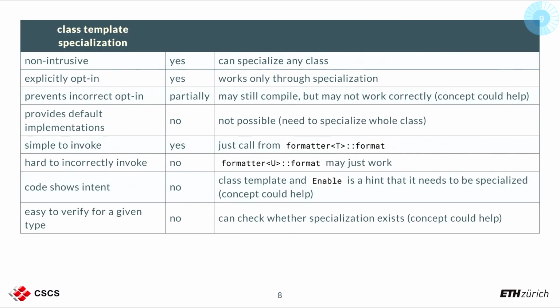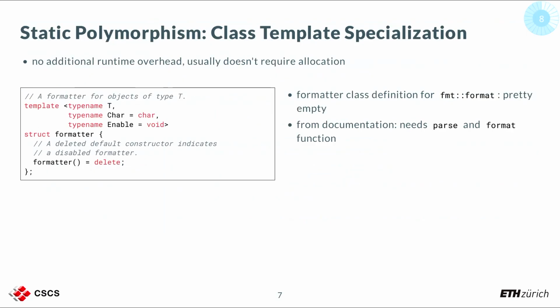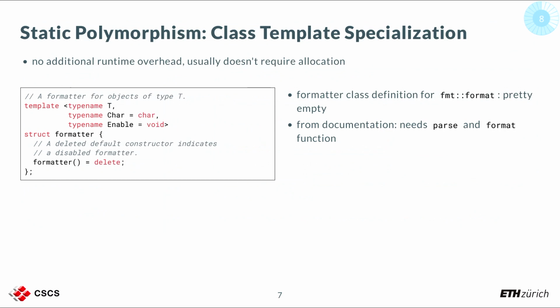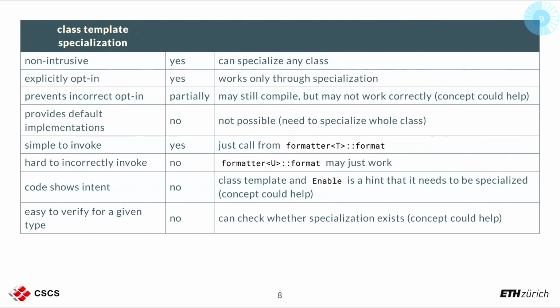Well, it's non-intrusive because I can implement this formatter for any type T, no problem. It's explicit because I have to specialize this formatter for my type T, that's fine. Prevents incorrect opt-in partially; it could still compile for the wrong T here, and may not do what we want. But we cannot do default implementation.